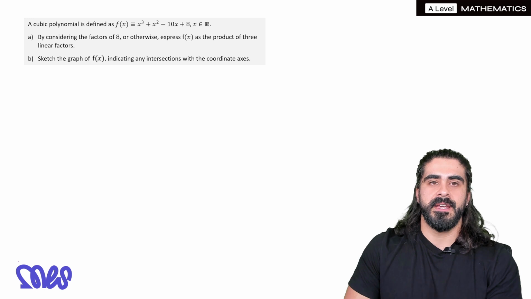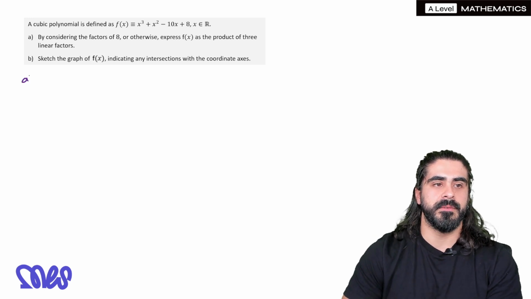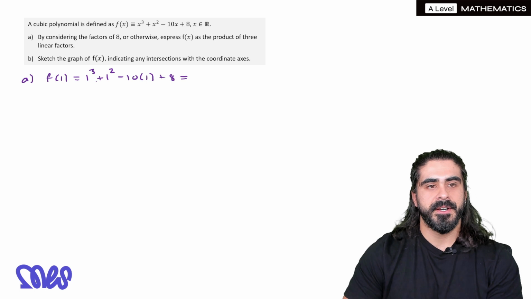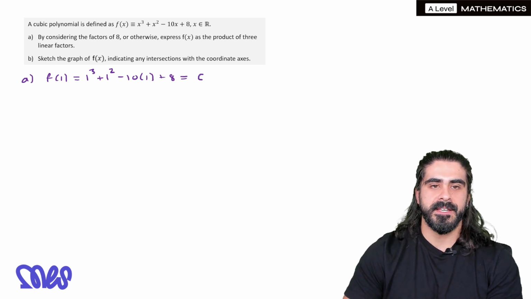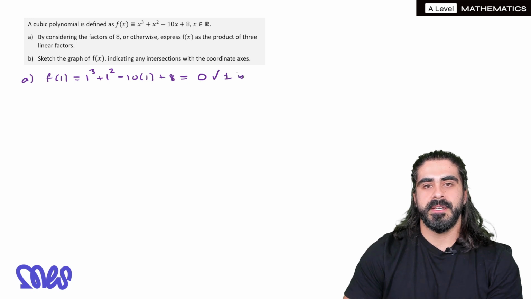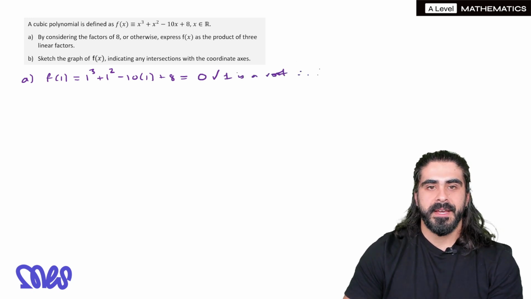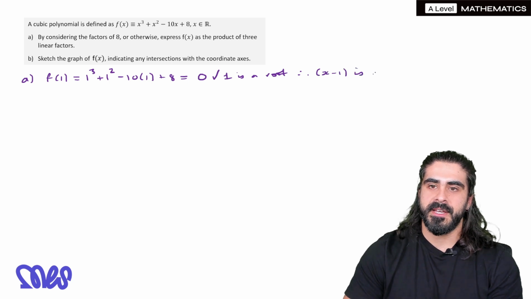1 is a factor of 8. I'm going to try f of 1. What is f of 1? You have 1 cubed plus 1 squared minus 10 times 1 plus 8. So you have 1 plus 1 minus 10 plus 8. That is 0. So we can say 1 is a root. Therefore, x minus 1 is a factor.